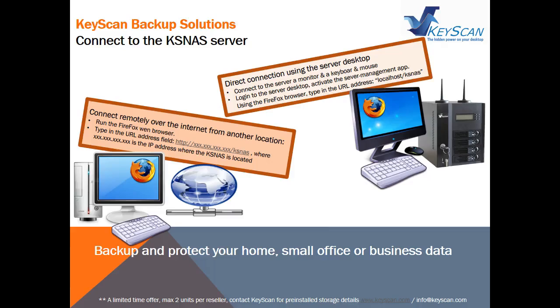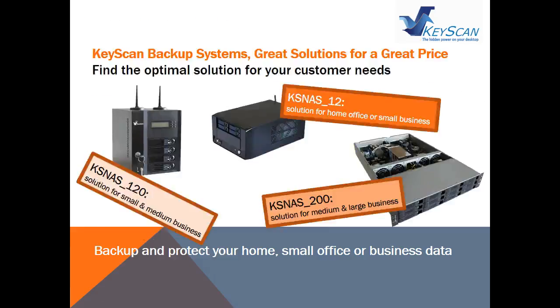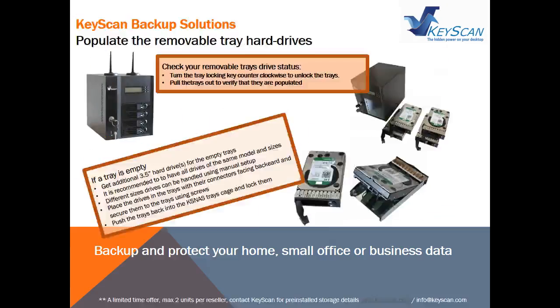The KS-NAS server can have between 4 to 12 front removable trays where you can install 2.5 or 3.5 inch hard drives. The actual number of trays and drive sizes depend on the product model. If your trays are not populated with hard drives, you may still install the hard drives at this stage. Otherwise, you may do it anytime later, but you will need to run the hard drive setup or hard drives wizard to set up their storage space. For this guide, we assume that you have populated the trays with hard drives.